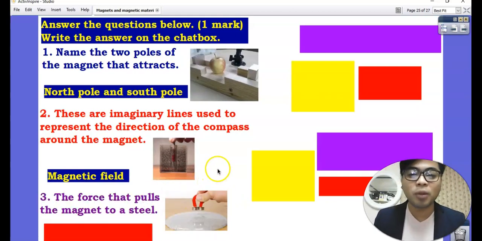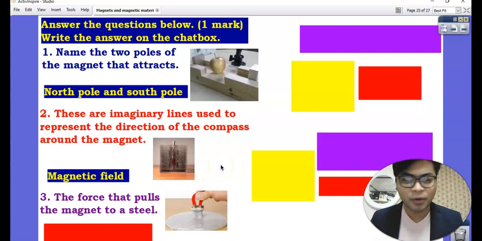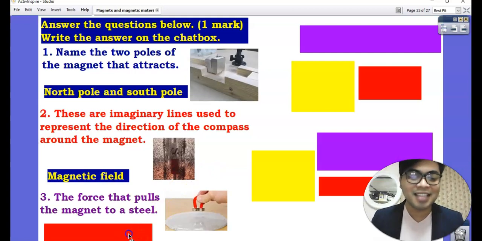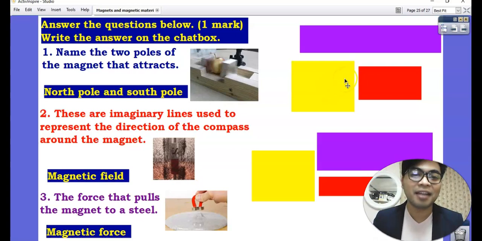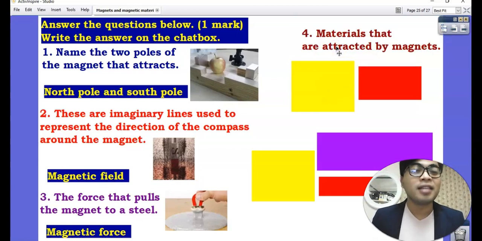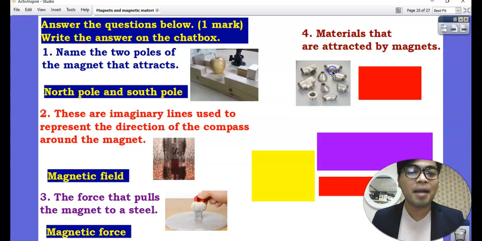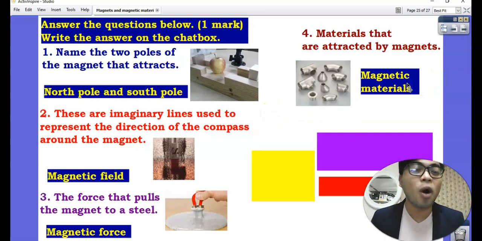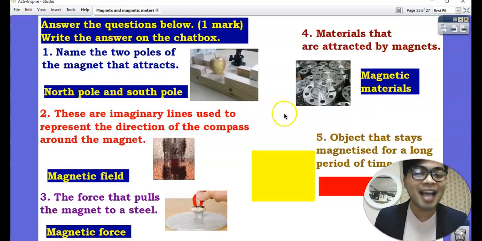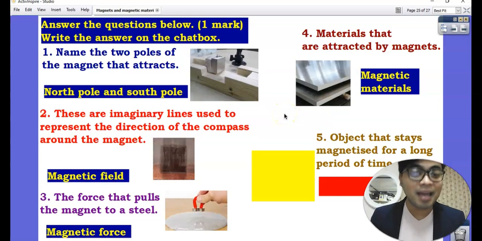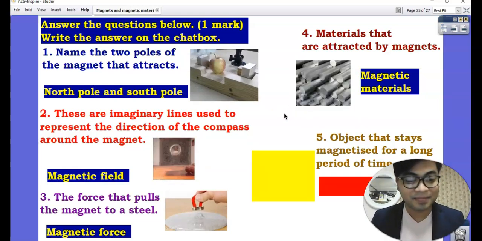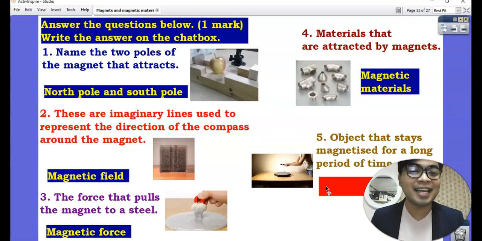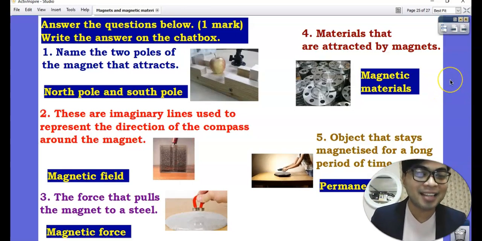The force that pulls the magnet to a steel, or the steel to a magnet. Let's see if you get it correctly. It's definitely the magnetic force. Question number 4. These are materials that are attracted by a magnet. An example is this one. Exactly, they are called magnetic materials. And this is the last question. These are the objects that stay magnetized for a long period of time. Great job. This is otherwise known as a permanent magnet.